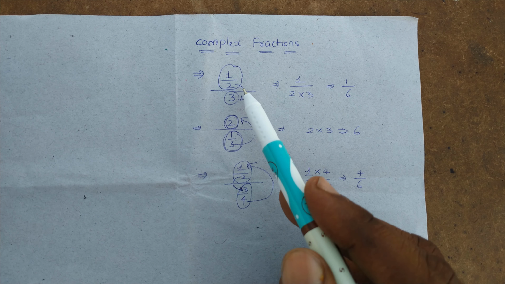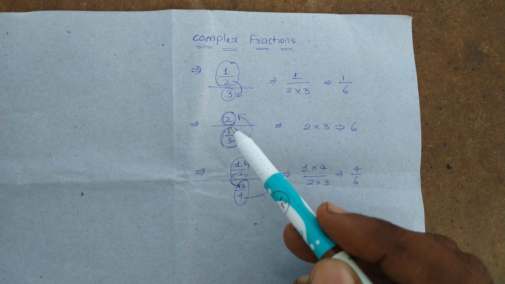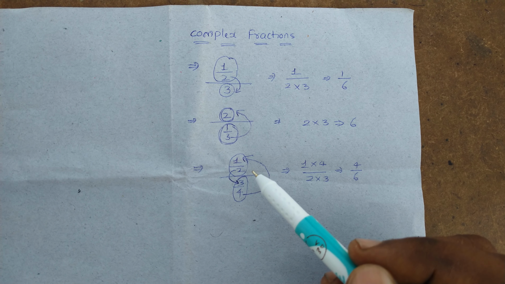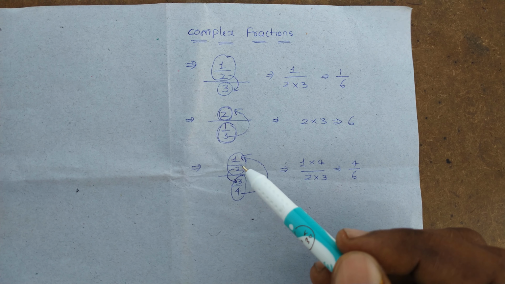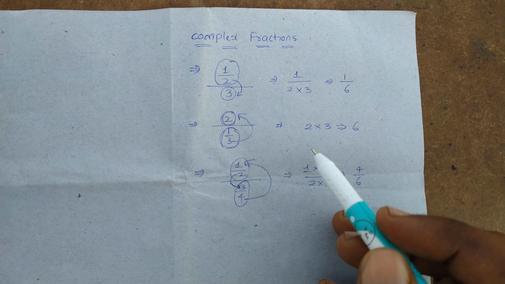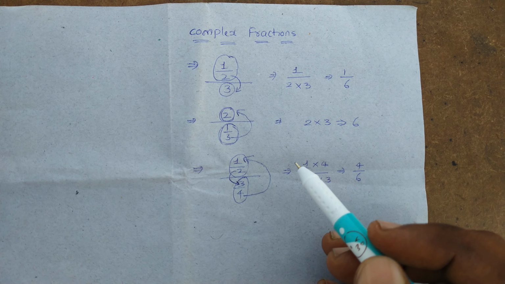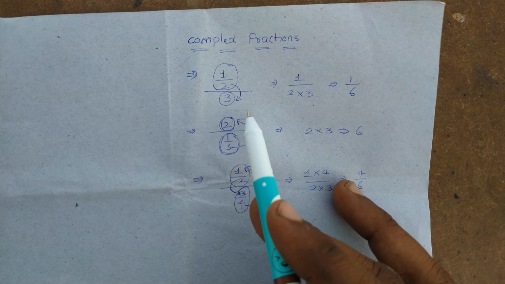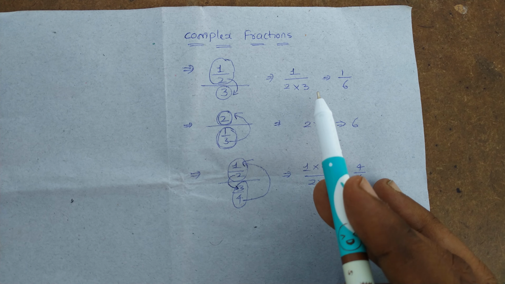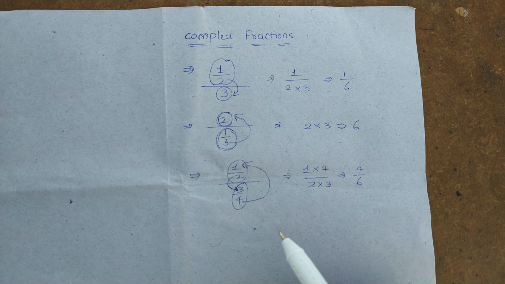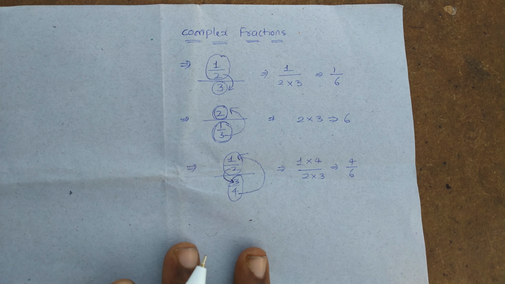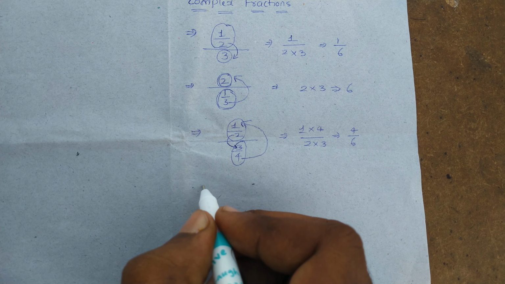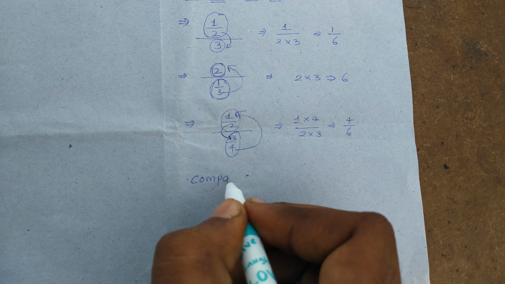So these are the different types of complex fractions you have. The fraction can be in the numerator, the fraction can be in the denominator, or both numerator and denominator can be fractions. These are called complex fractions. This is how a complex fraction works, and I have also told you how to make a complex fraction into a normal fraction. Clear?